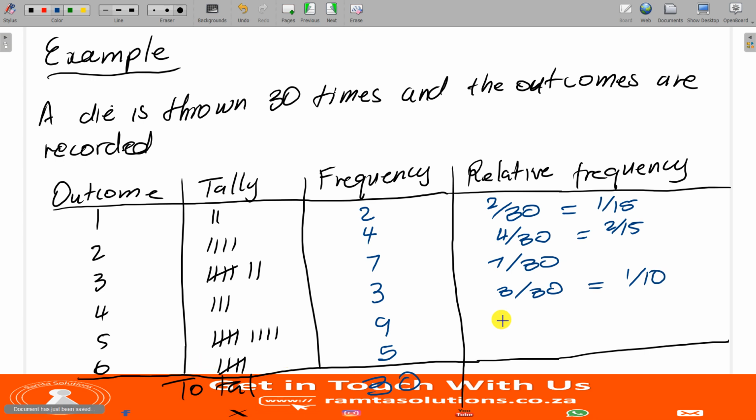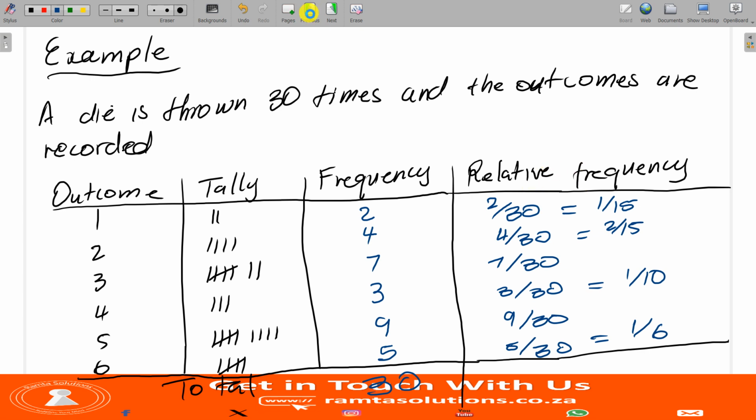Then we have 9 over 30. There's nothing that we can do. We should leave it like this. And then we have 5 over 30. What is this? This could possibly be 1 over 6. Do you guys see this? So this is your relative frequency.